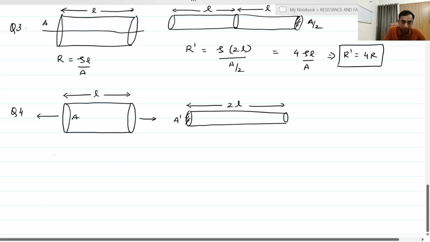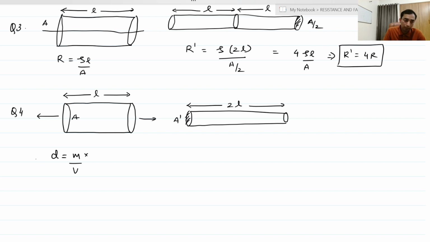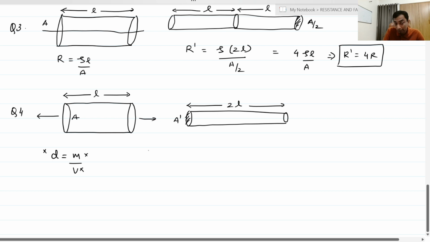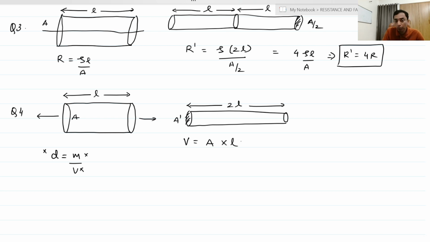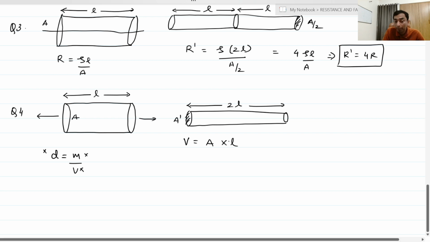But please understand this, that density is equal to mass upon volume. When you stretch, you are not changing the mass. The material remains as it is. So suppose it is a copper wire, you are just stretching the copper wire, so no change in the density as well. So as per this, the volume should not change. Now, since these wires are cylindrical in nature, volume is equal to area multiplied by length. So if you double the length, what should happen to the area?